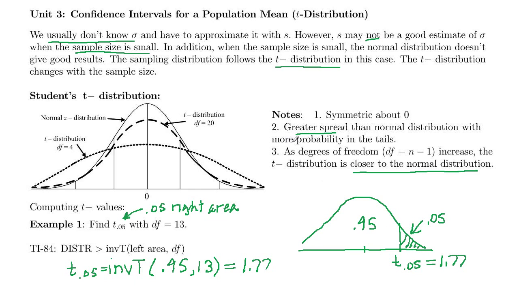So that's going to be the first step in finding confidence intervals using the t-distribution: we have to be able to find t-values.